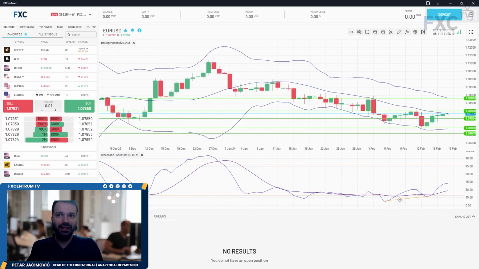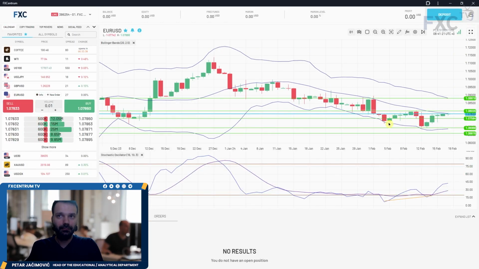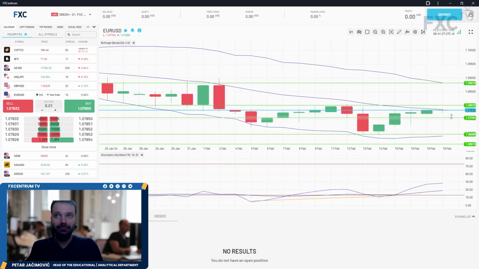We identified the stochastic had a strong bull divergence. The market made a lower low on the daily, but stochastic made a higher low, and that's a very strong sign, and the market rallied after that. And now we're in the middle Bollinger Band again. So if the market can break the 1.0800 mark and hold above, there is a chance for the market to go even towards the upper Bollinger Band around the 1.0880 mark.